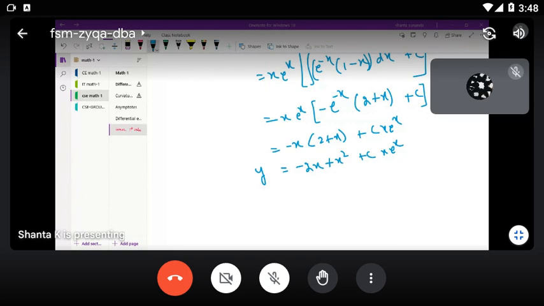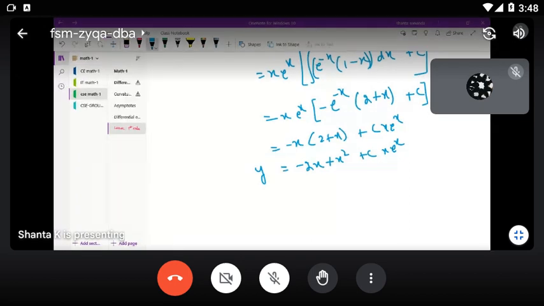So here this minus 2x term is coming extra. Yes, ma'am. Minus 2x is not there. 2x minus x square. No, ma'am. The answer I will be saying, y is equal to x square plus c e to the power x.